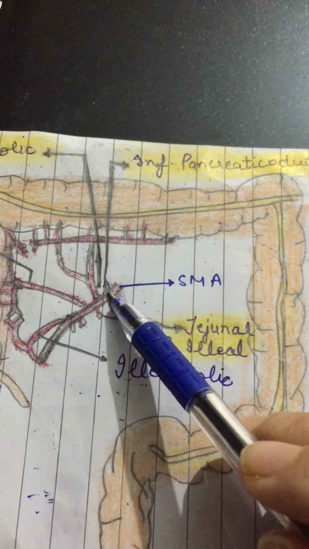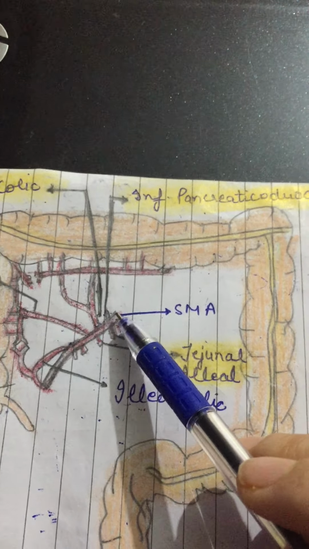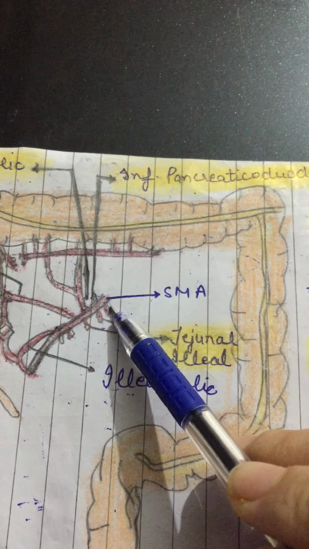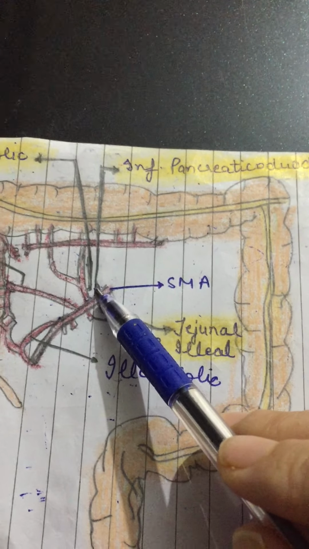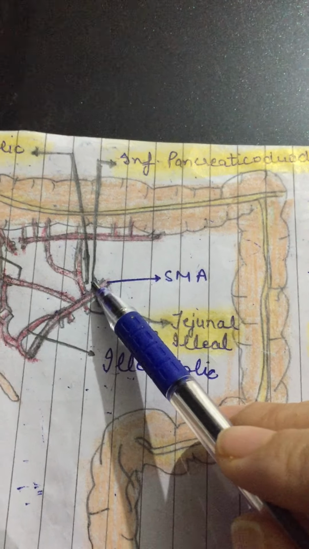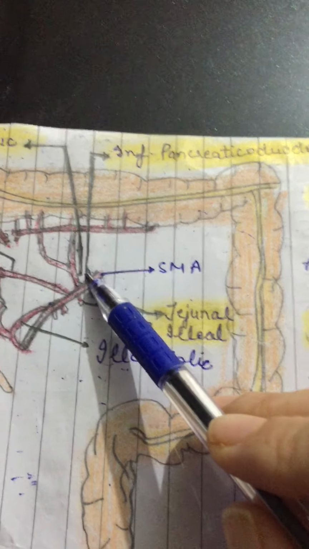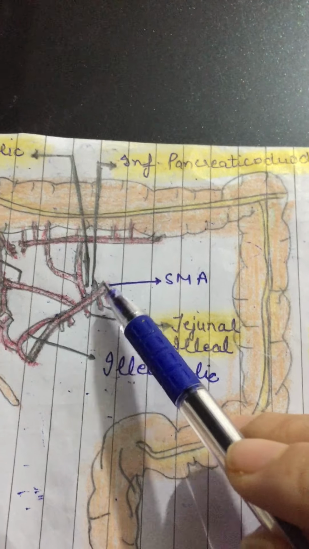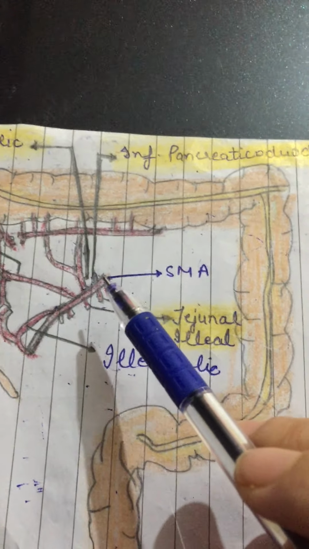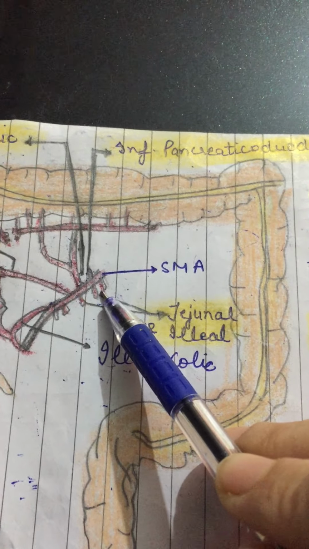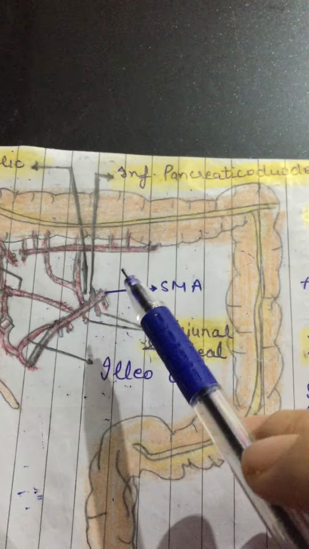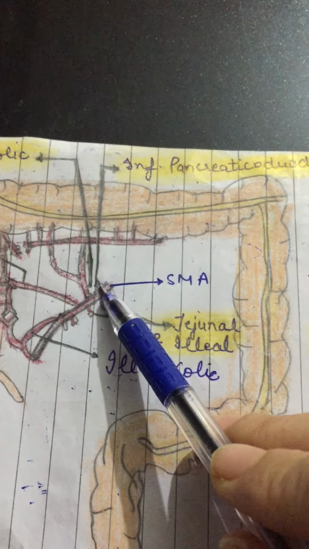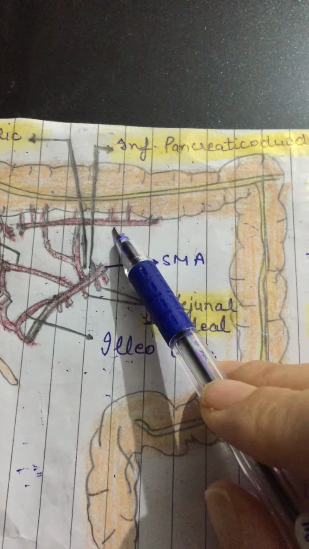Let's start with the first branch, the inferior pancreaticoduodenal artery. It arises from the superior mesenteric artery at the upper border of the third part of the duodenum. The artery soon divides into anterior and posterior branches, which run in the pancreaticoduodenal groove and supply the head of the pancreas and duodenum, as its name suggests. It ends by anastomosing with the superior pancreaticoduodenal artery, right?